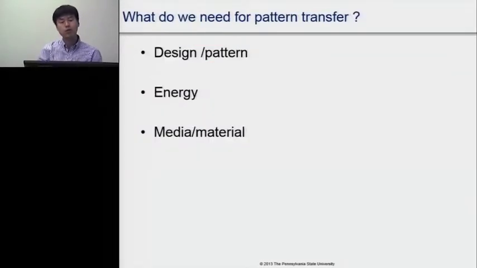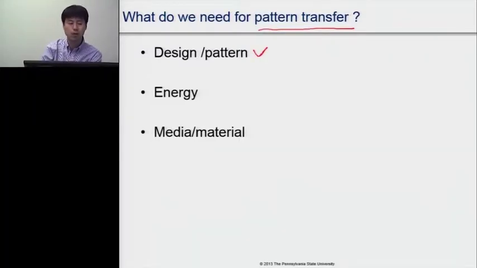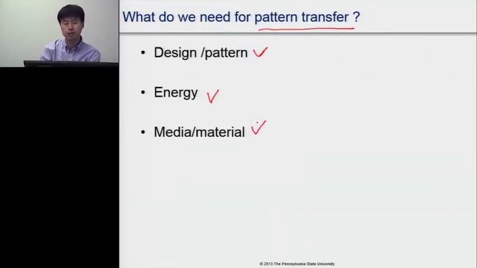So what do we need for pattern transfer? For a pattern transfer, we need a design and a pattern. So we need to know what kind of design we want to make. And then we need some sort of energy, so that a reaction happens to make the pattern. And then we need some kind of material which will eventually hold the design we're thinking about here.